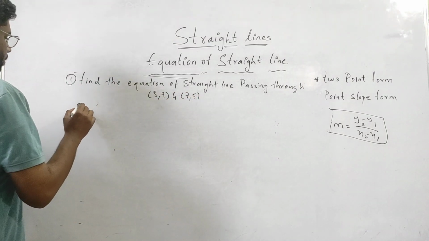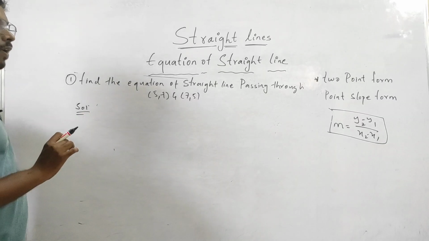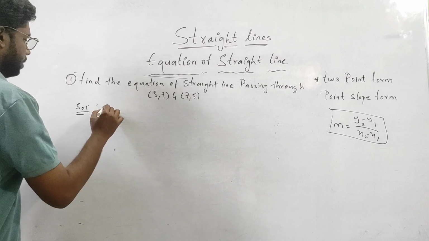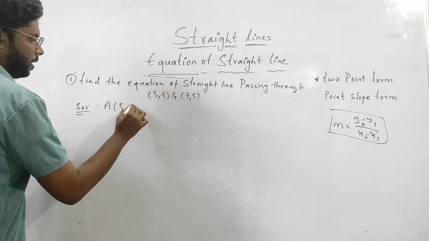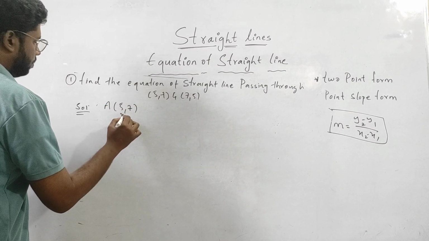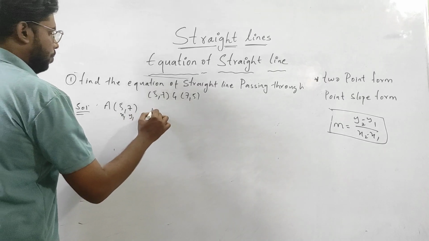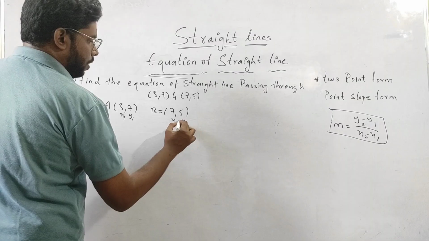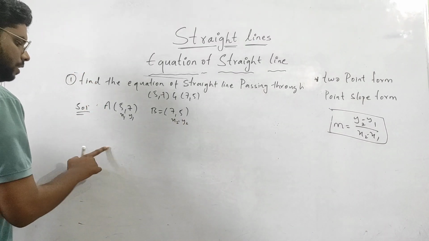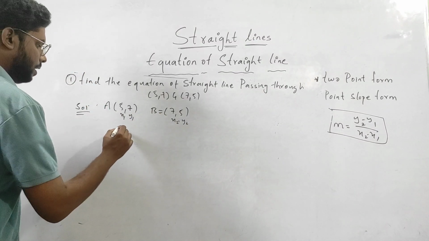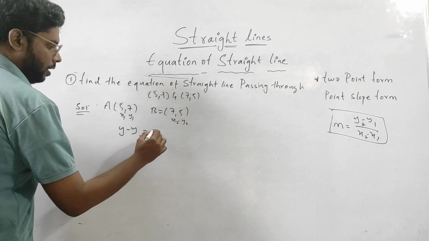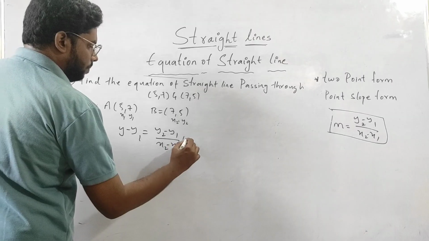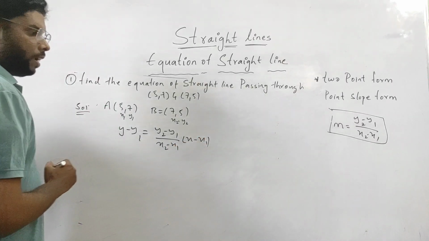Solution. We need to find the equation of a straight line when two points are given. First consider A, 5, 7 as x1, y1. So this is x1, this is y1. And point B is given as 7, 5, which is x2, y2. So what is the equation of a straight line when two points are given? We have derived it, that is y minus y1 equals y2 minus y1 by x2 minus x1 into x minus x1. This is the formula.